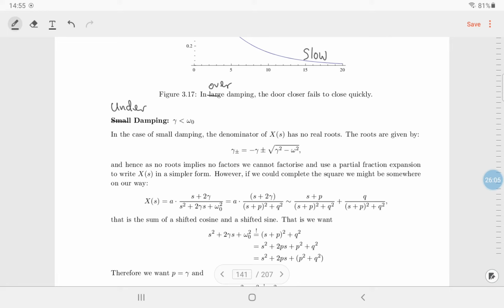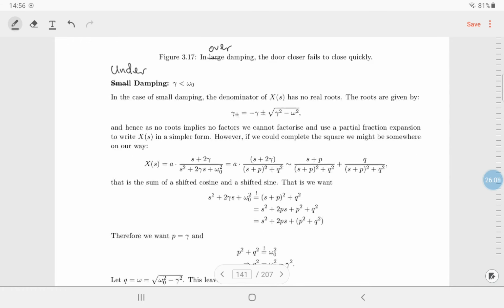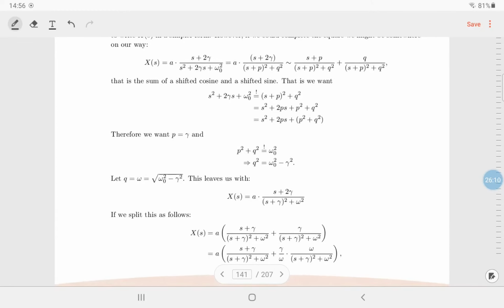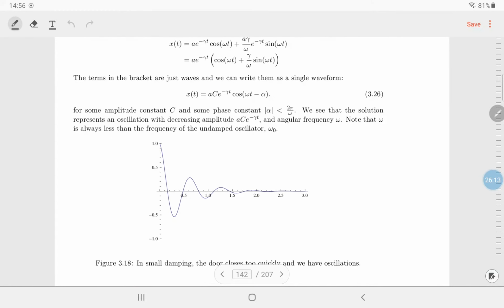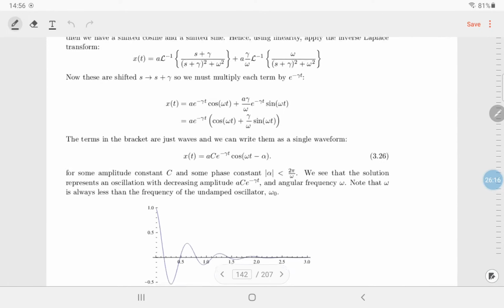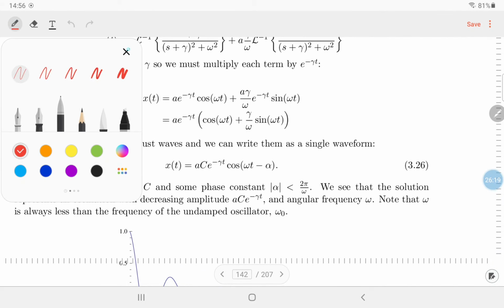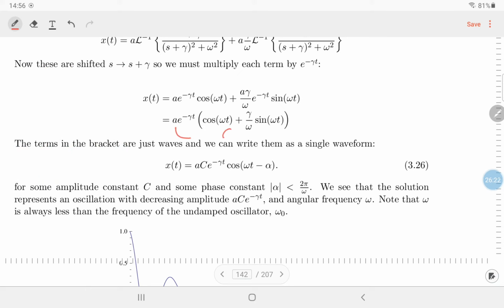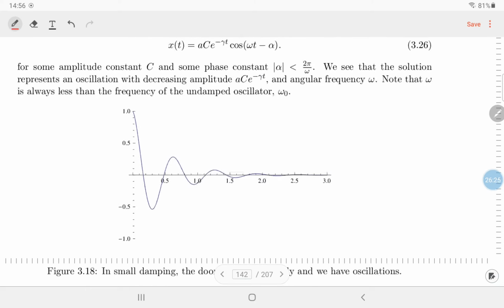And so in this situation, you've got no real roots, and so there's no real factors, and so you have to complete the square. And when you complete the square, you end up with cosines and sines. So you end up with two terms, one which does go to zero and a wave. So basically you've got a wave going to zero, something like this. And this is underdamping. So if there's a door frame, it will slam. So this is the slam. And if there's no door frame, the door will kind of come back and forth. It will eventually close in the limit, but not very well.